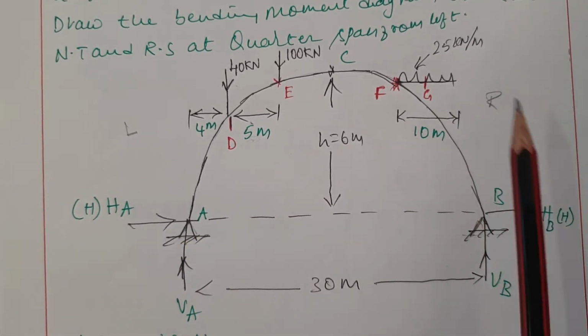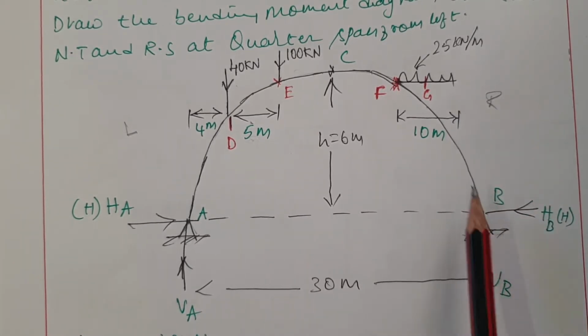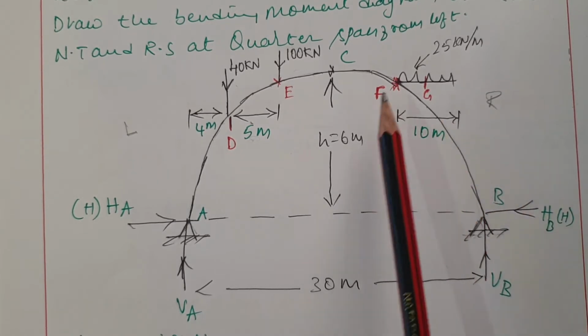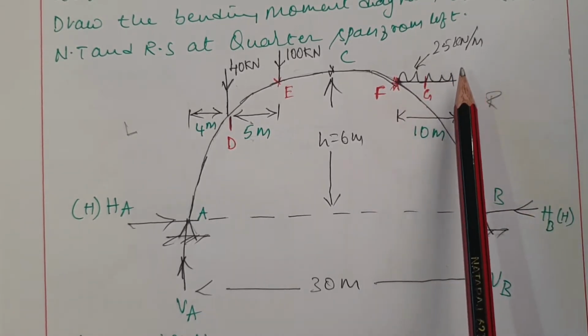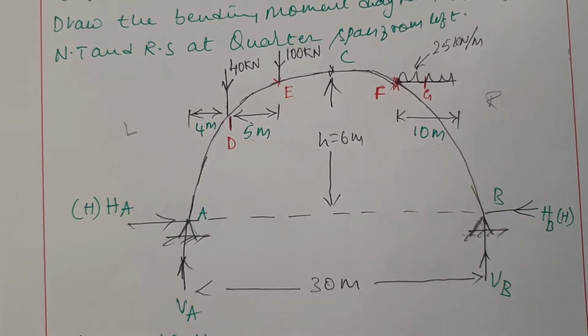And also they have given in the question that there is a UDL of 10 meter length acting from the right hinge. That UDL magnitude is 25 kilonewton, and the distance is 10 meter. So the procedure remains the same. First step is to find out the reaction. Next step is to find out the slope and rise equation. After that we have to find out bending moments at the loaded points. Then we have to draw the bending moment diagram. After drawing it, we have to calculate normal thrust and radial shear.